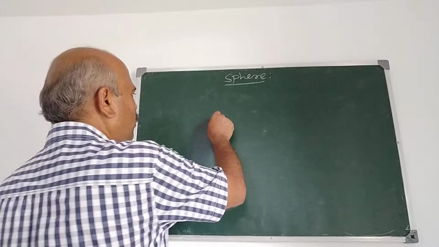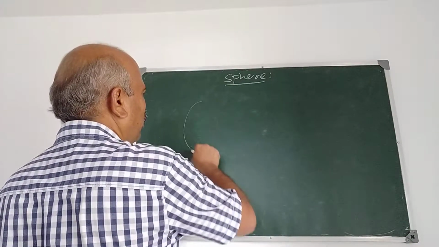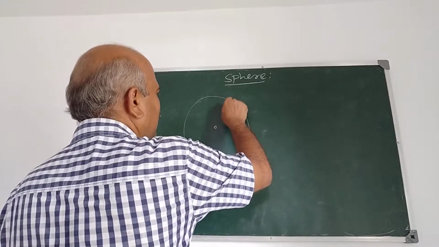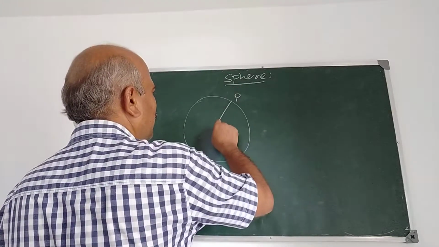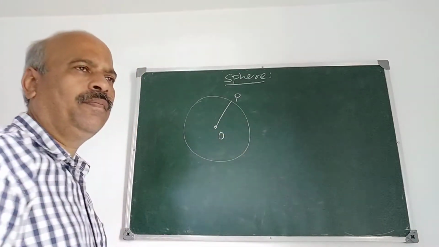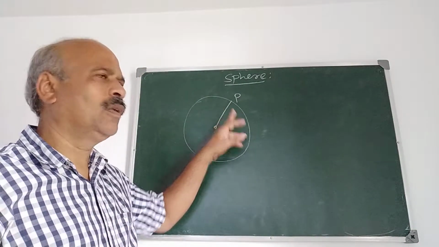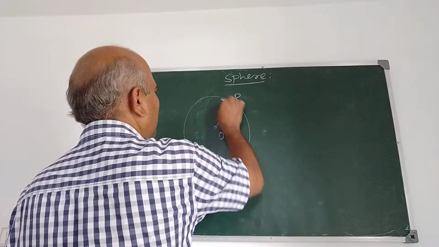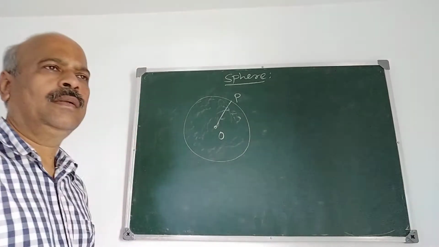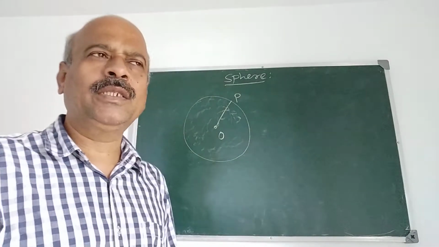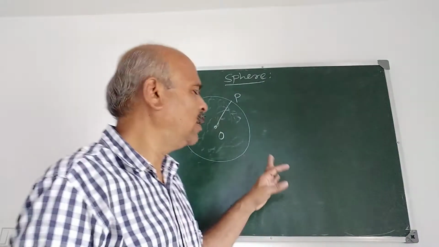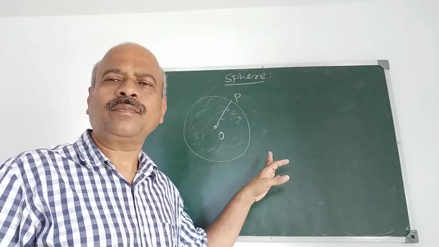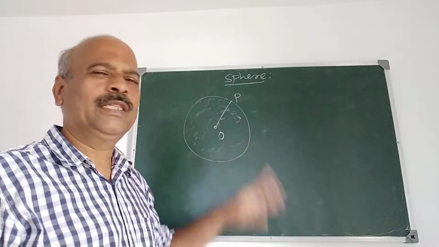Now what is a sphere? How to define it? A sphere is the locus of a point in space which moves such that its distance from a fixed point is always the same. This is a sphere. Examples of a sphere are the football and volleyball. These shapes are in the form of a sphere.